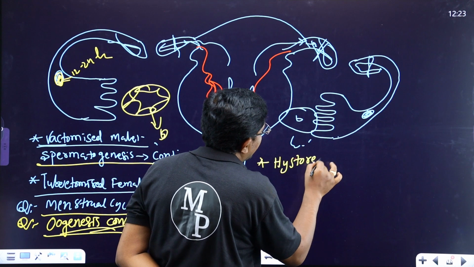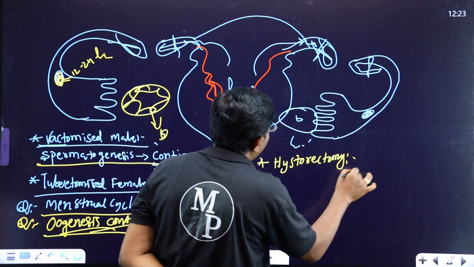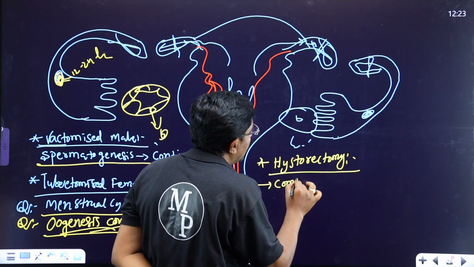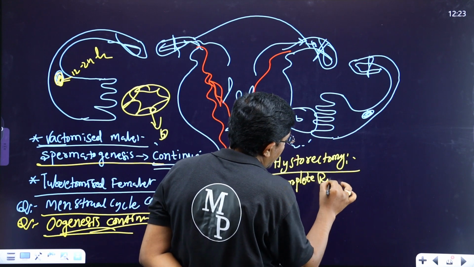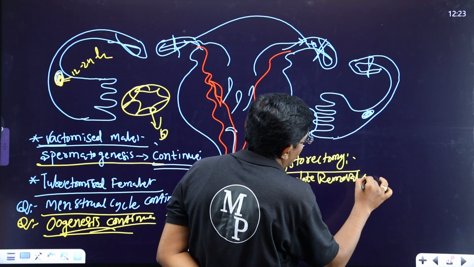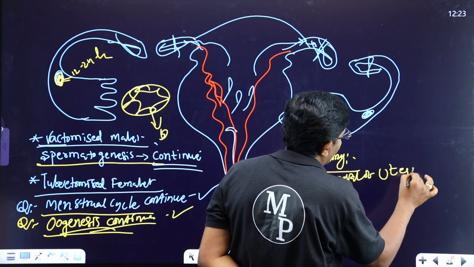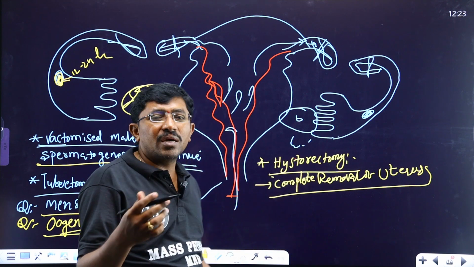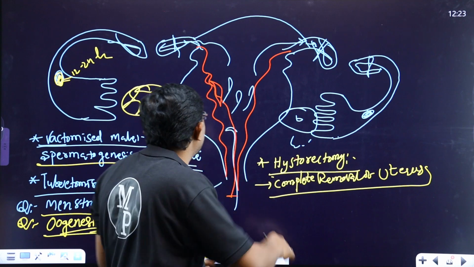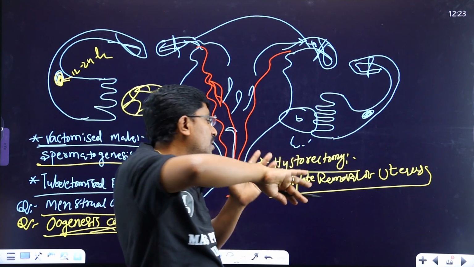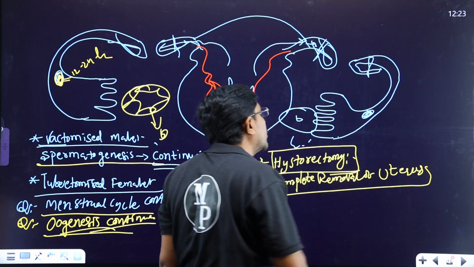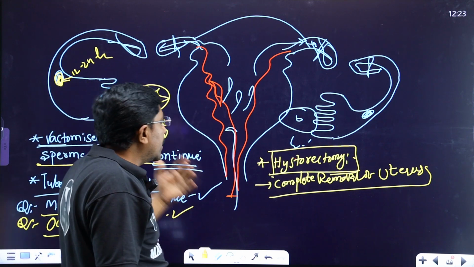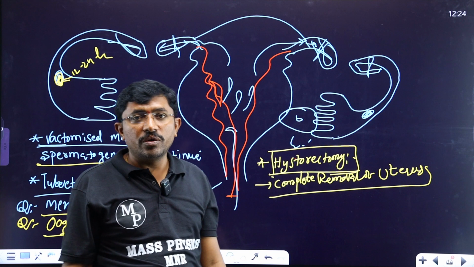Hysterectomy means complete removal of the uterus. Complete removal of the uterus is called hysterectomy. For example, in conditions like uterine fibroids or uterine cancers, the entire uterus can be removed. That is called a hysterectomy. So this is the information regarding the total birth control methods.